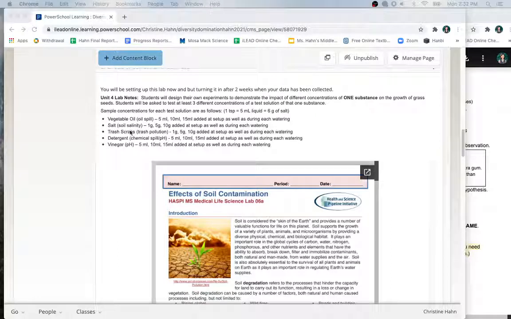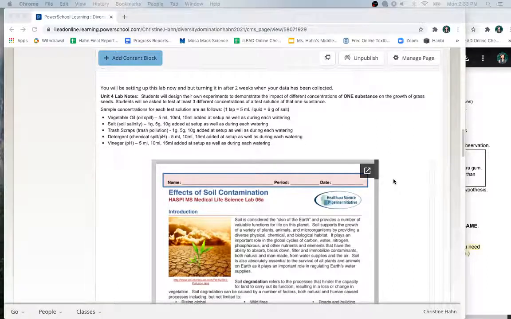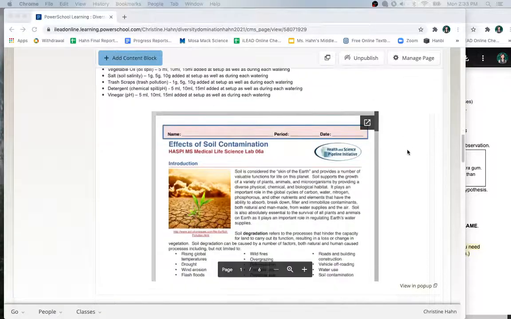So you're going to choose oil, salt, trash, detergent, or vinegar to represent different types of pollution. You're just going to pick one of those substances and you're going to test it on the growth of grass seeds. Now, if you have other plant seeds, that's fine. And you are going to be testing not just oil or no oil, but you'll be testing different concentrations of that oil. So here are some examples of how you can measure out those different concentrations, and I'll show you in a moment more of what that means.